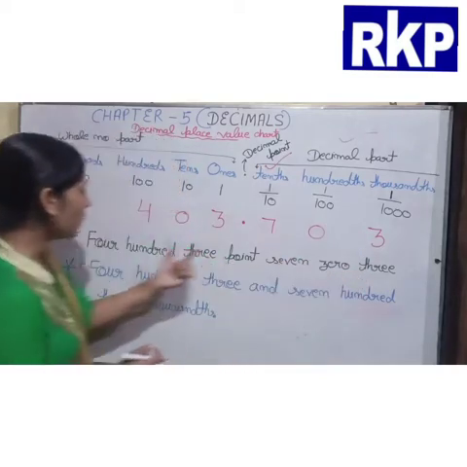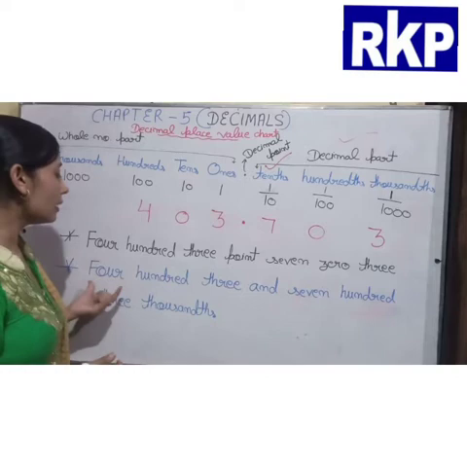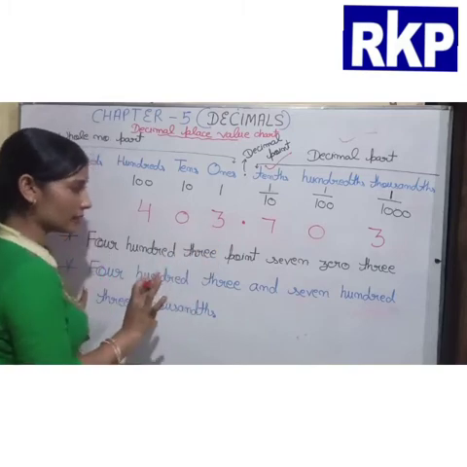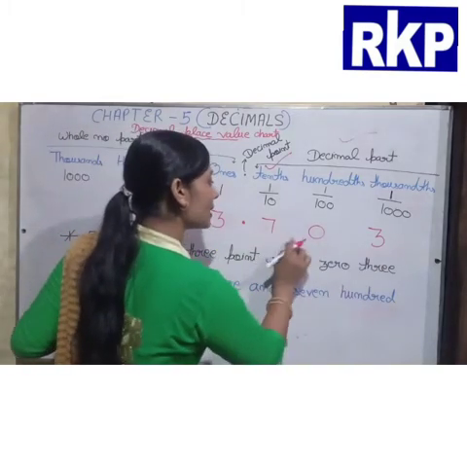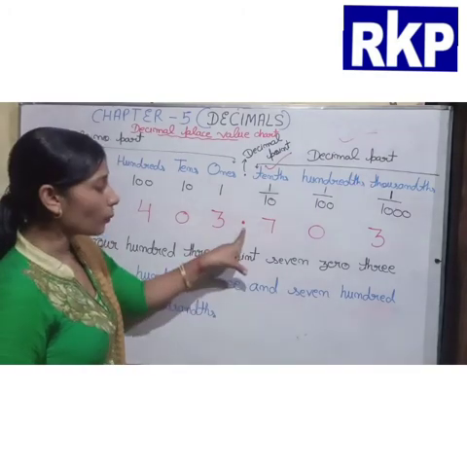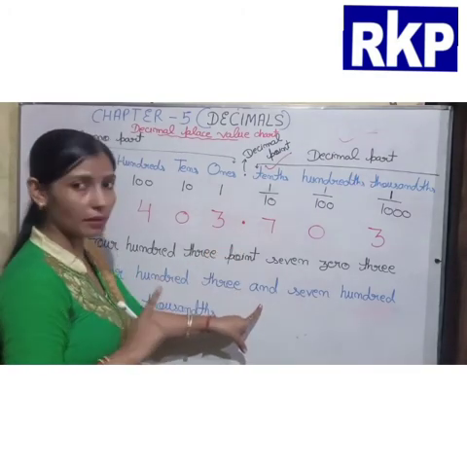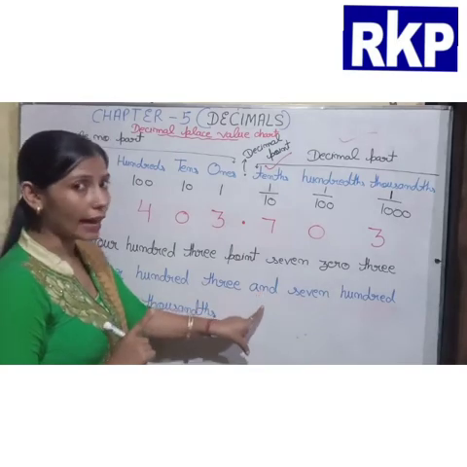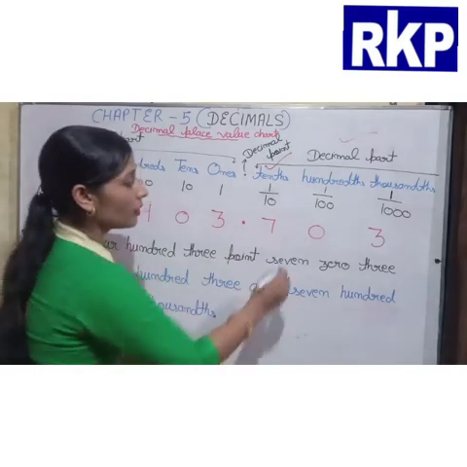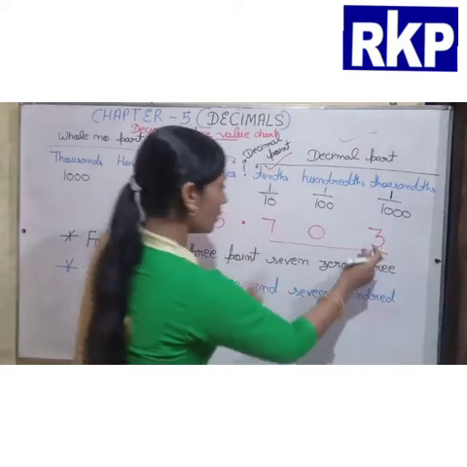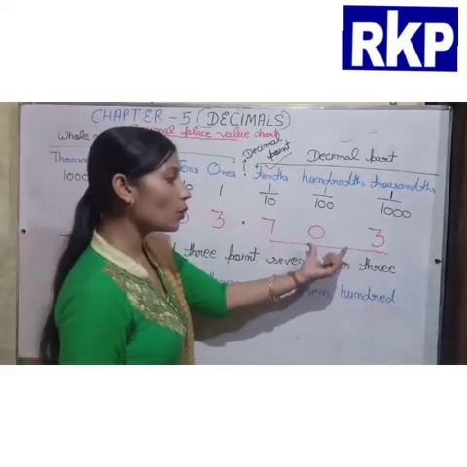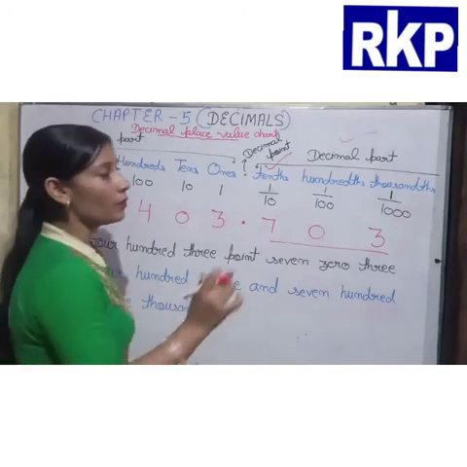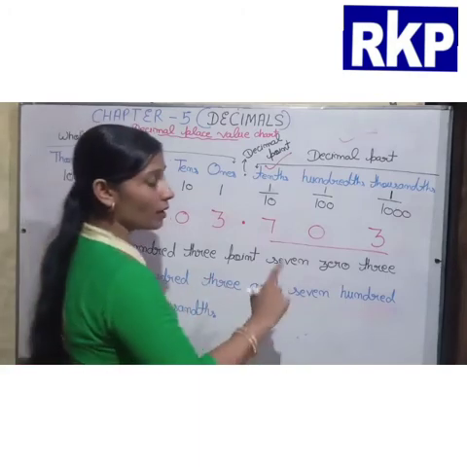703. Okay. But according to the second method, how can we read this number? 403 as it is, whole number part as it is. But this part, how will we read it? And for point we have to write "and" in this method. In the first one, what did we write? Point, but in this we have to write "and" for this point. And this part is 703, so we have to write 703 as it is. But along with it, what do we have to write? We have to write the place name of the last digit.